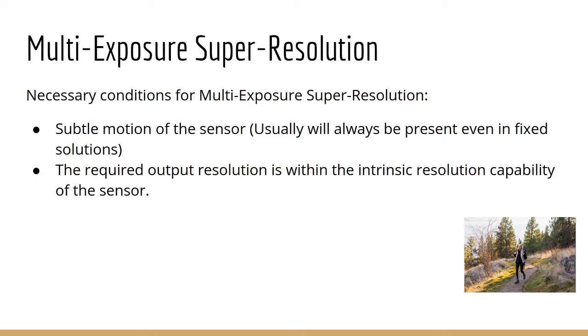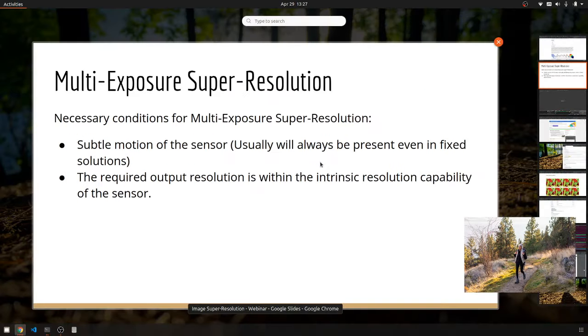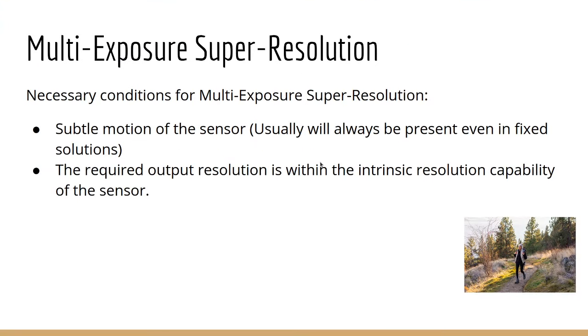And the necessary conditions for multi-exposure super resolution: we need at least a subtle motion of the sensor. This will always be present in any handheld solutions, and the required output resolution is within the intrinsic resolution capability of the sensor. This second statement is very important, because with multi-exposure super resolution you can't get extremely higher resolution than you expect, but rather it improves the quality of the image at the same resolution.